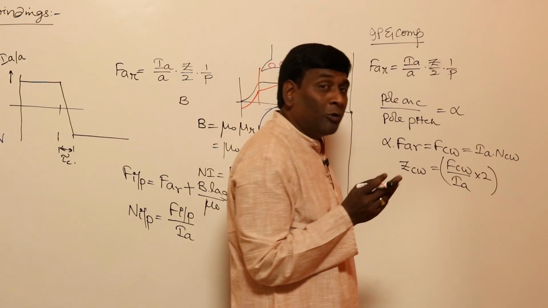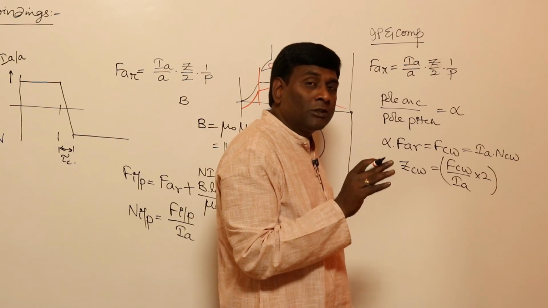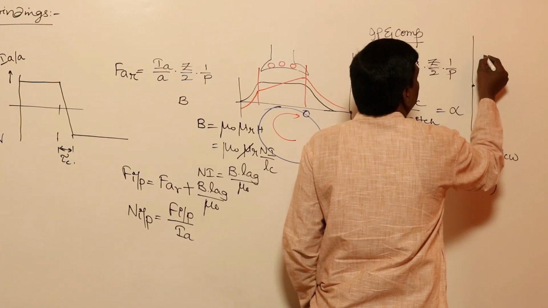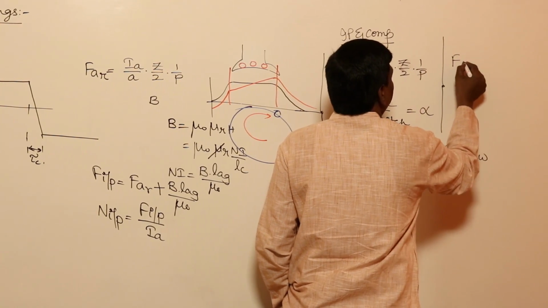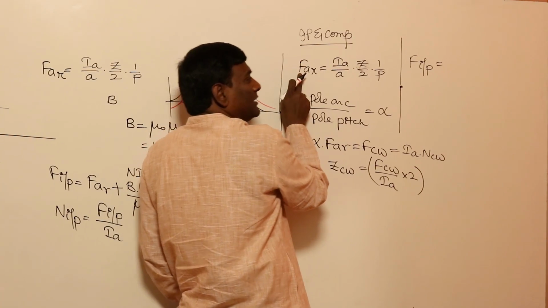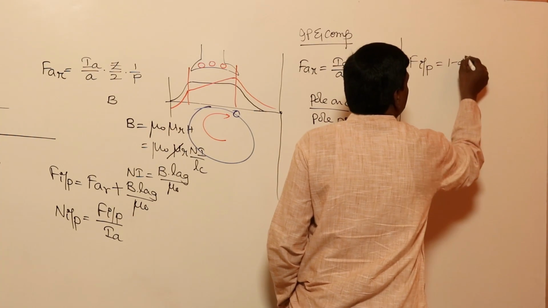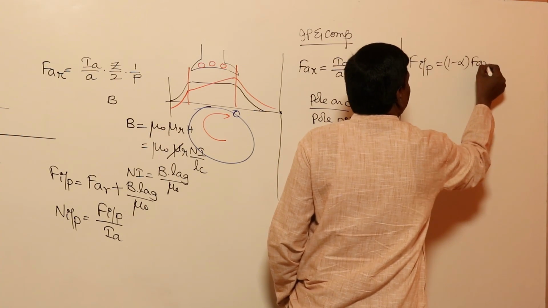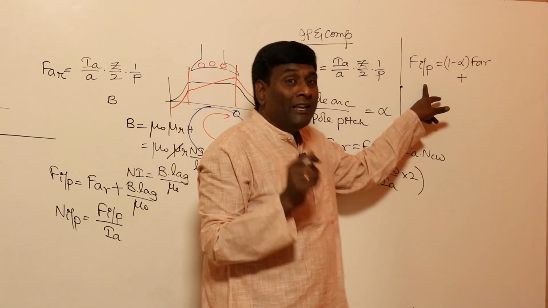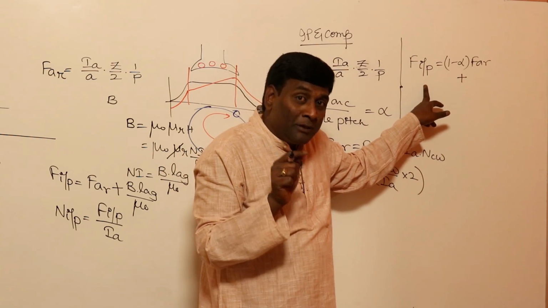Okay, now what about the remaining portion? The remaining portion has to be compensated by the interpole winding. So for example, the MMF of the interpole winding: alpha of FAR is covered here, and 1 minus alpha of FAR should be covered by this plus the interpole. Where will be the interpole? Upon the GNA, upon the brush axis.